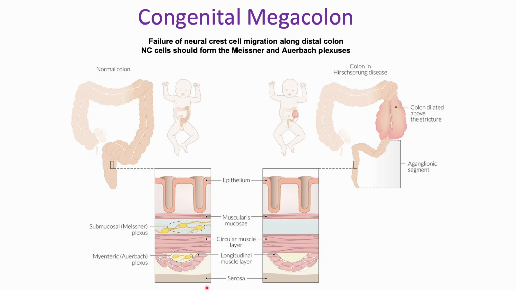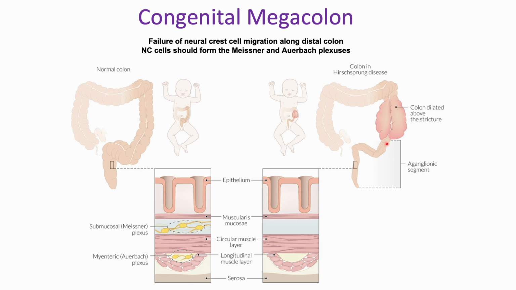Then a little bit closer to the serosa, you're going to have the Auerbach plexus, so Meissner's plexus and the Auerbach plexus. These are again derived from neural crest cells, but in congenital megacolon distally, you don't have the neural crest cell invasion, so you don't have these parasympathetic plexuses.